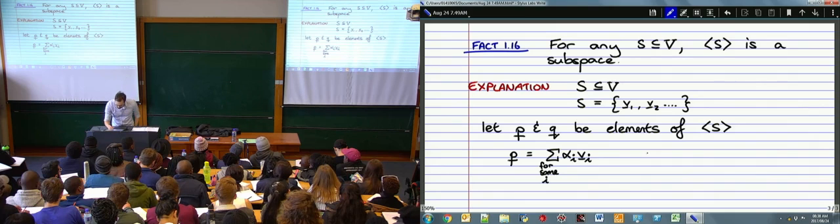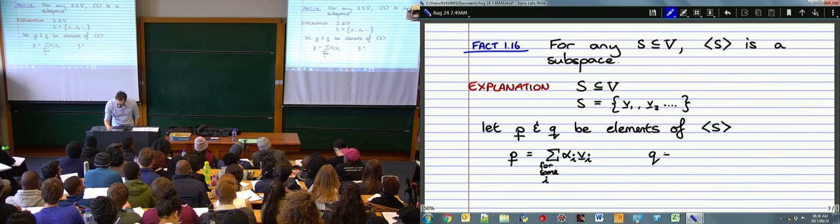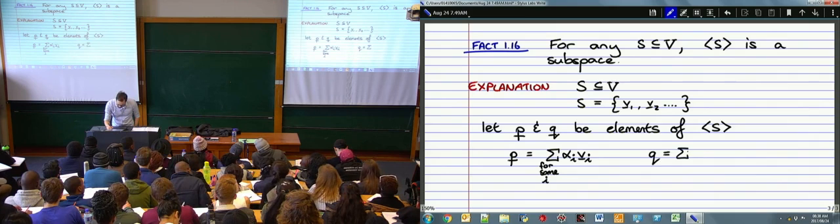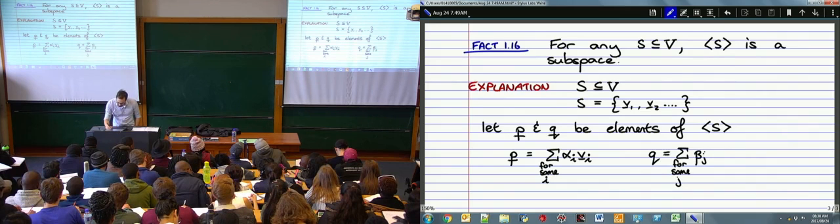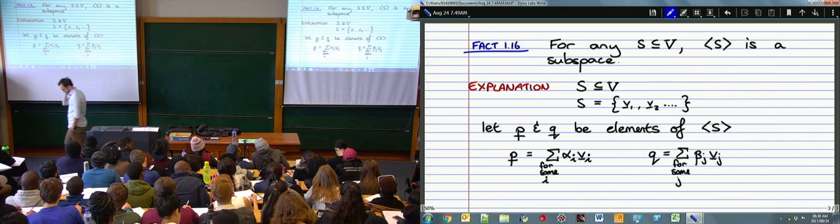And similarly, Q is also going to be a sum, let's call these beta j's times vj. Right.